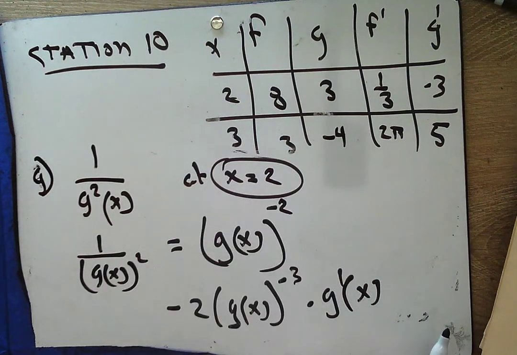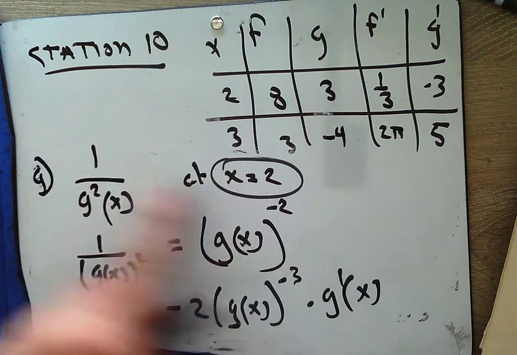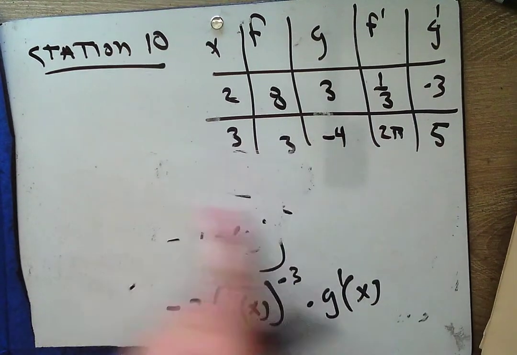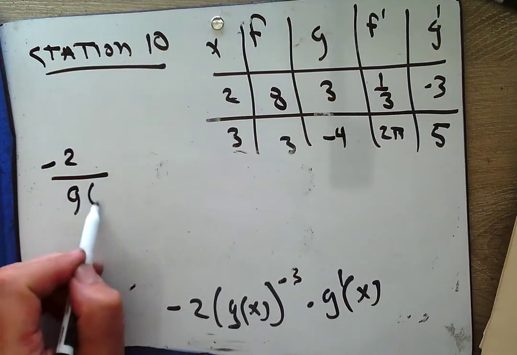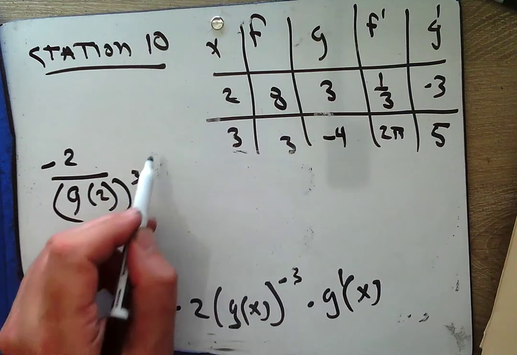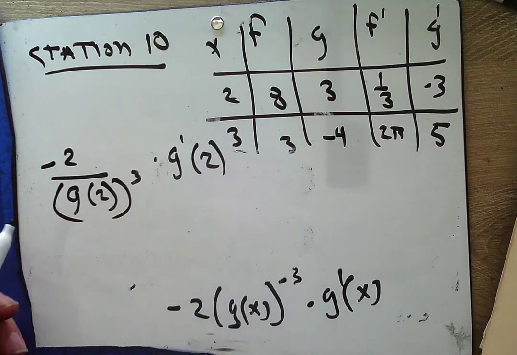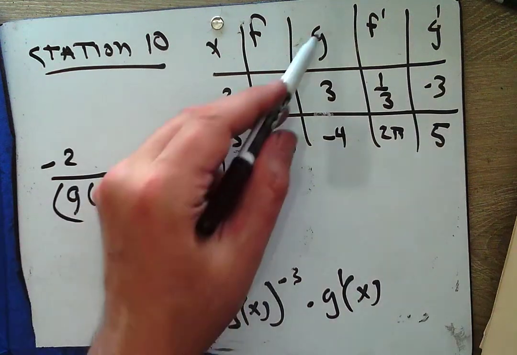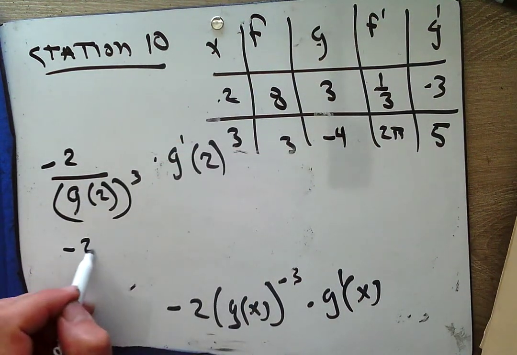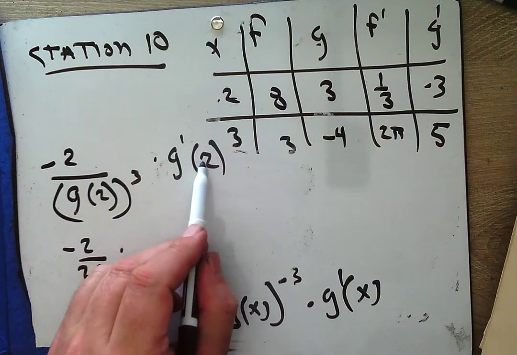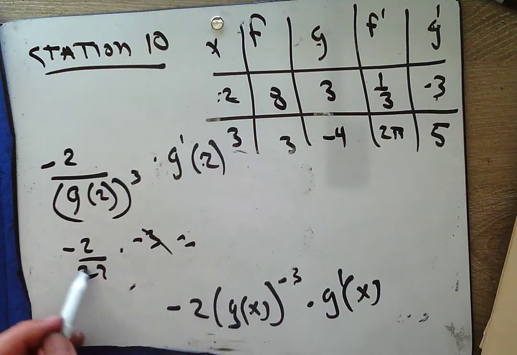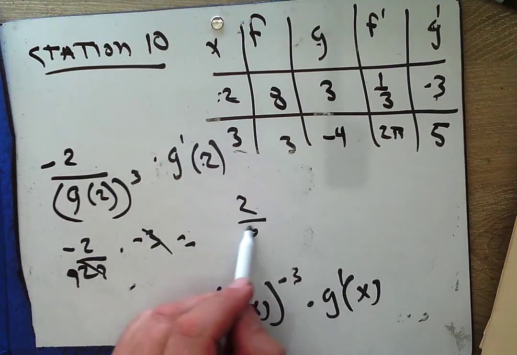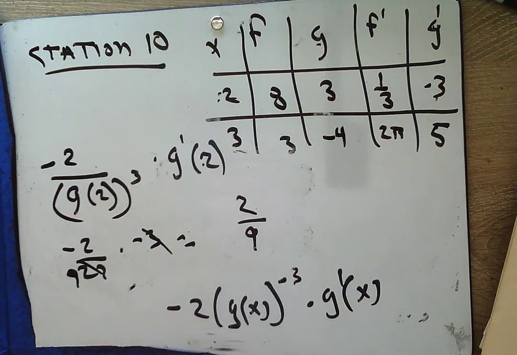We want to know the derivative at 2, so I'm going to have negative 2 over g of 2 to the third times g prime of 2. So g of 2 is 3. 3 to the third is 27. And g prime of 2 is negative 3. So I end up with 2 over 9, that's positive because negative times negative is positive.